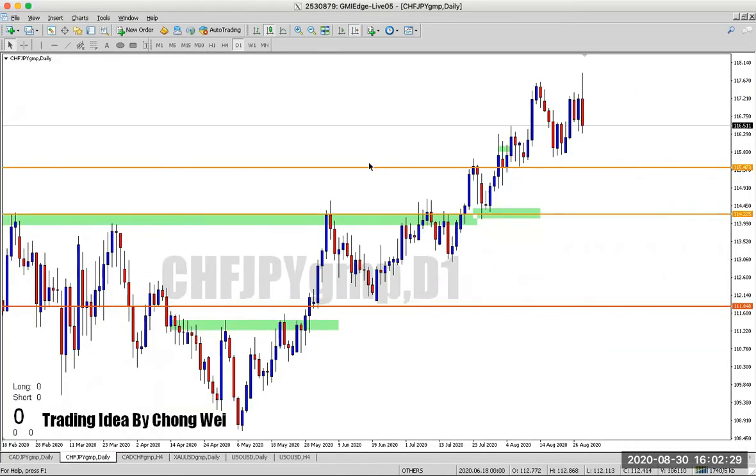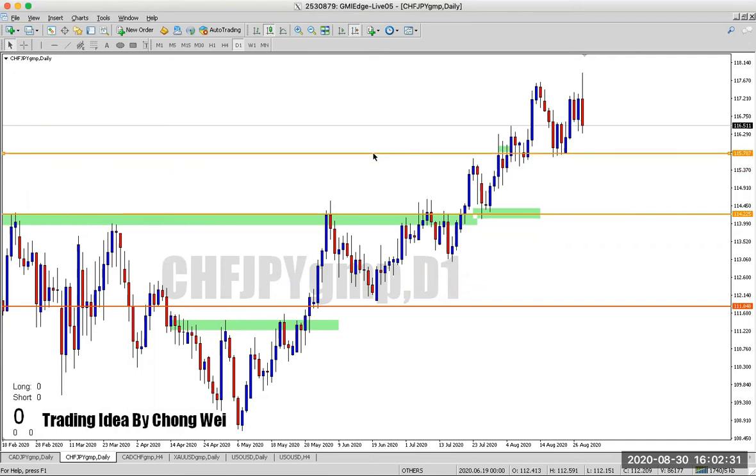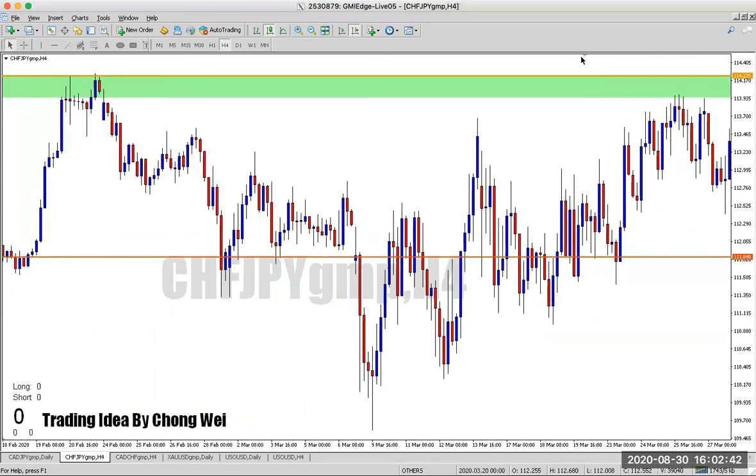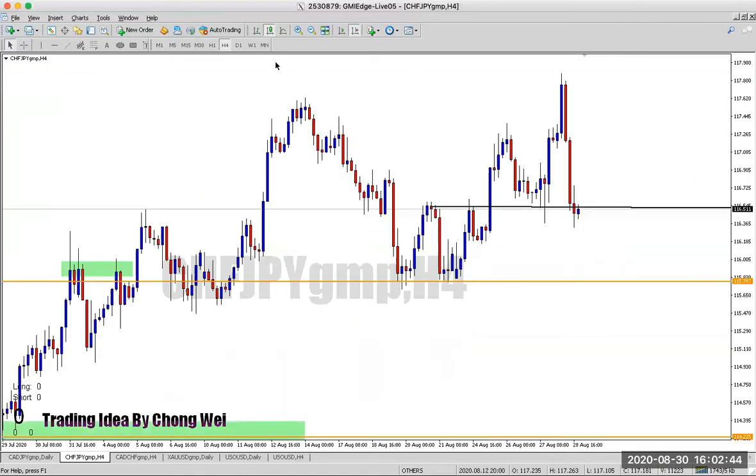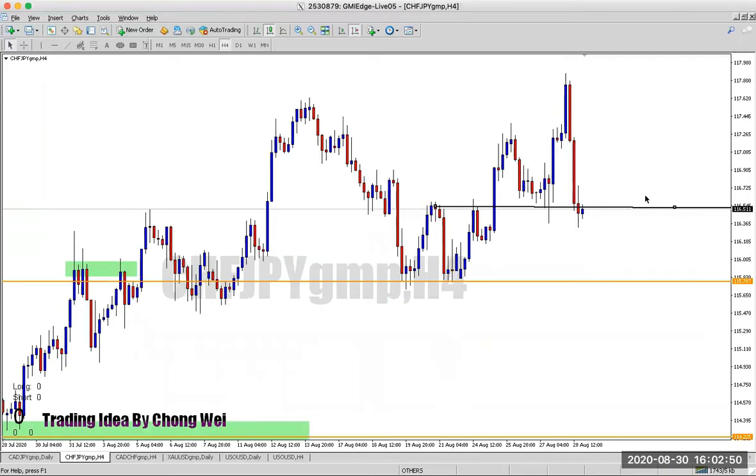CHF, okay, this level will be a good buy level. And then some of the people will be saying, oh, this will be a very good support area. But in my opinion, let's look into H4. What is the storytelling in H4? Basically, market already breakthrough of this level, which means that market wanted to have another drop.